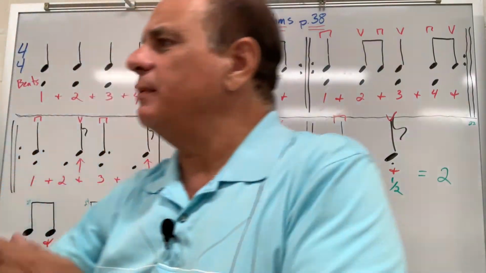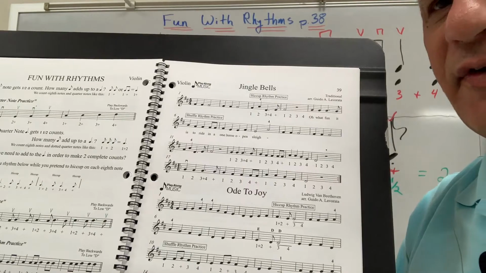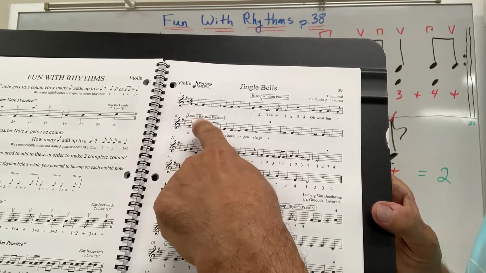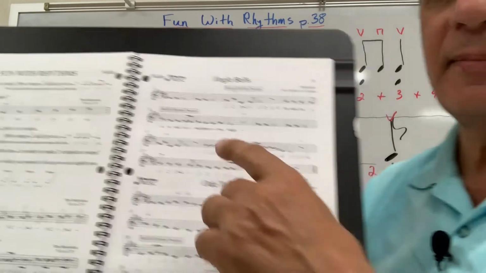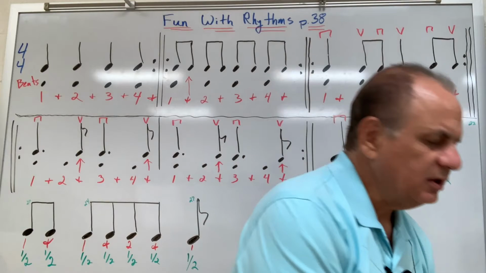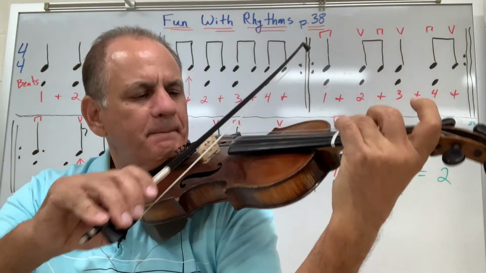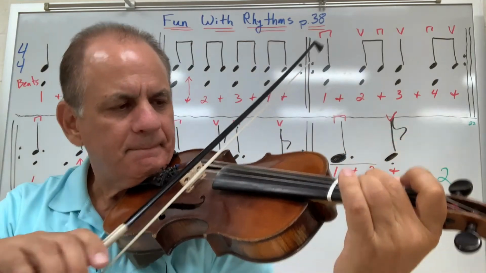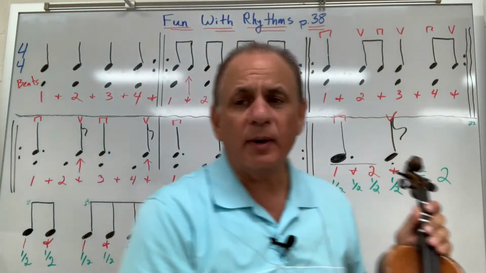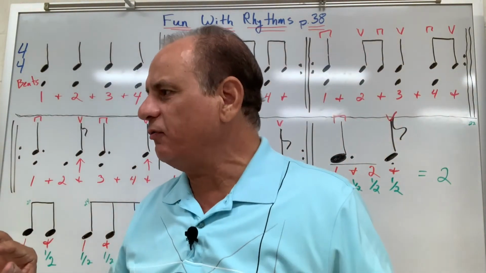All right, so then we come to measure 6, and we've discovered that we have a shuffle rhythm. And so we'll practice that. I'll look for mentors and we'll just do that measure by itself.